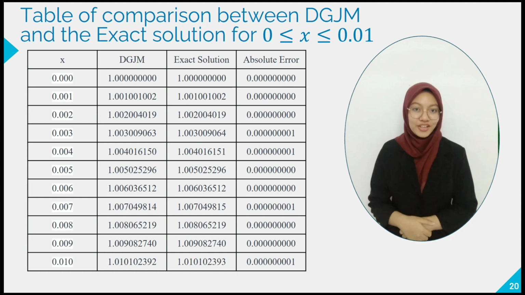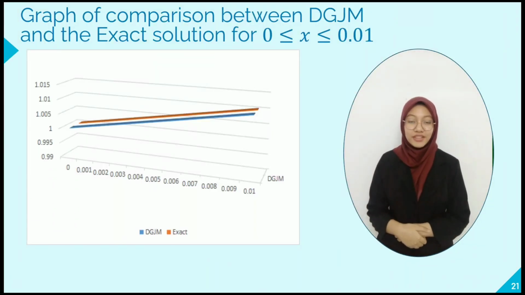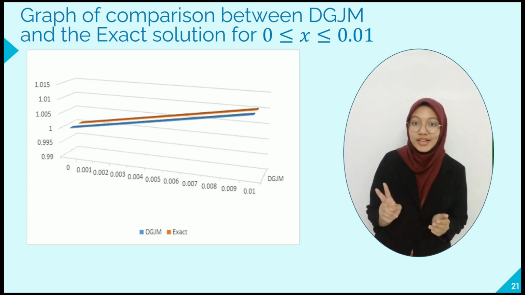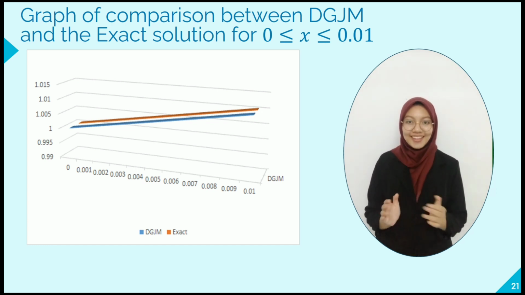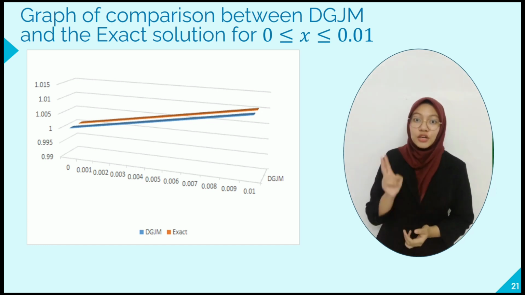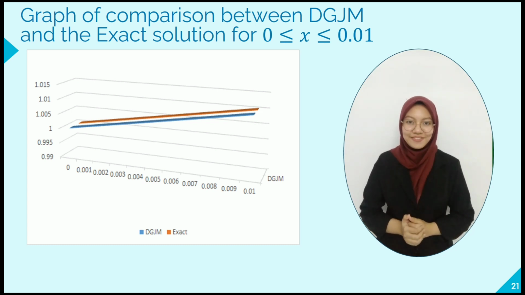Next, we move to the line graph. The graph indicates the comparison of the Daftardar-Gejji and Jafari method and the exact solution. There are two lines in the figure which represent the Daftardar-Gejji and Jafari method and the exact solution. The lines are close together, expressing how small the value of error can be achieved.